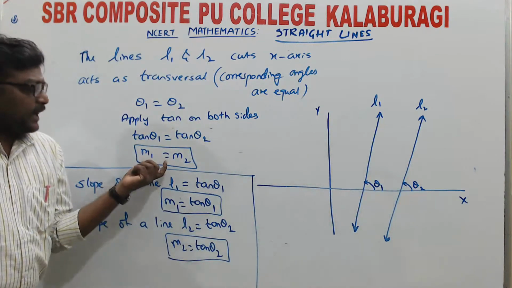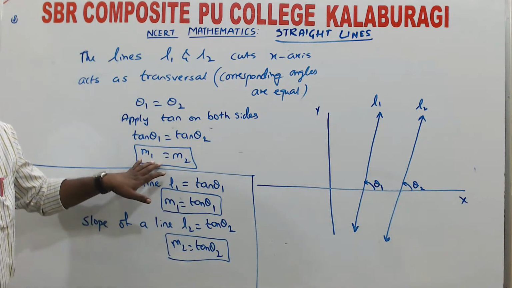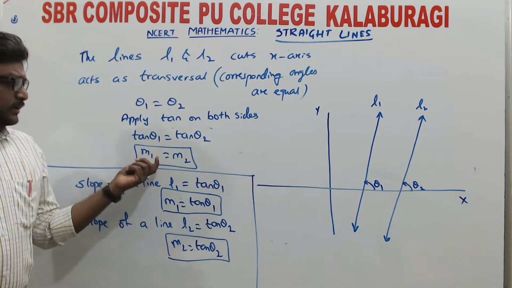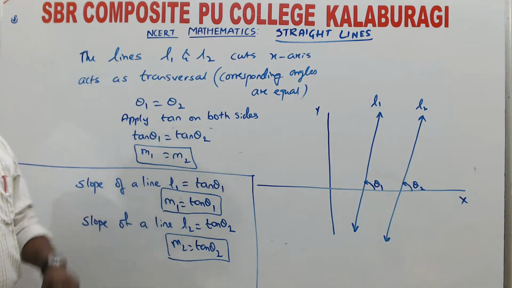When two lines are parallel, what condition can we take? Their slopes are equal. Okay? m1 equals m2.